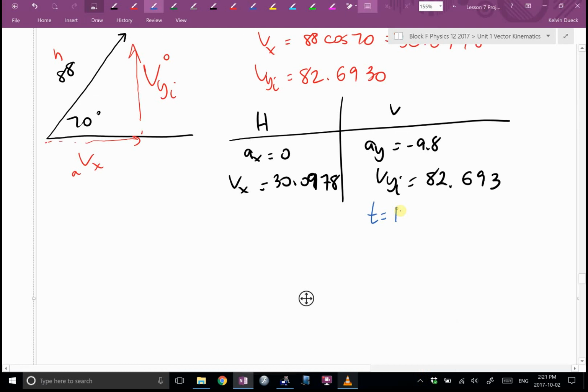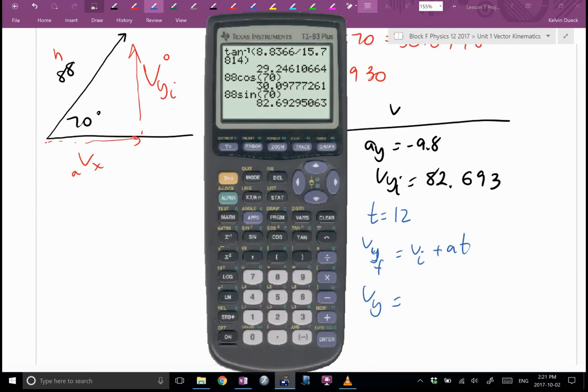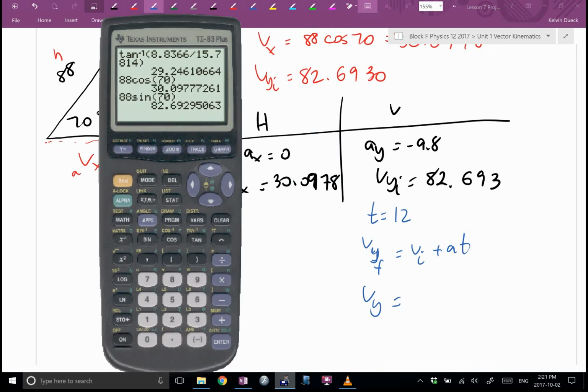12 seconds? Yeah. So I can find Vy final from that vertically. And if I get a negative answer, I'll know it's on the way down. If I get a positive answer, it's on the way up. Which equation can I use to find Vy final if I know A and V initial and T? Vi plus AT. My gut is we've traveled long enough that we're heading back down, but I'm honestly not sure. I have Vy initial on my computer still, so I'm going to go answer button plus negative 9.8 times 12. Yep, negative 34.907.